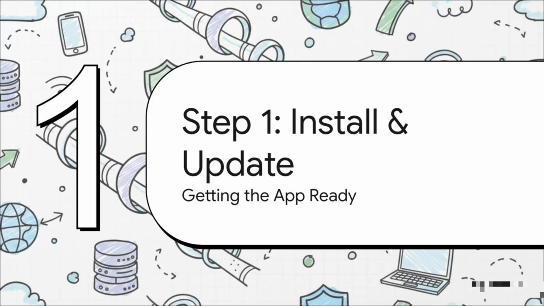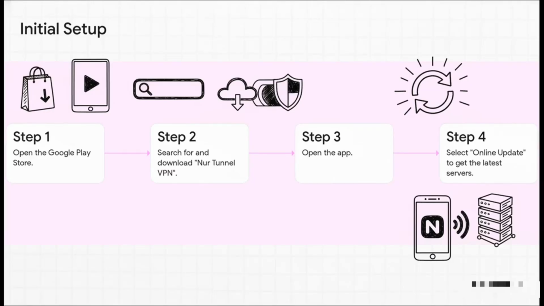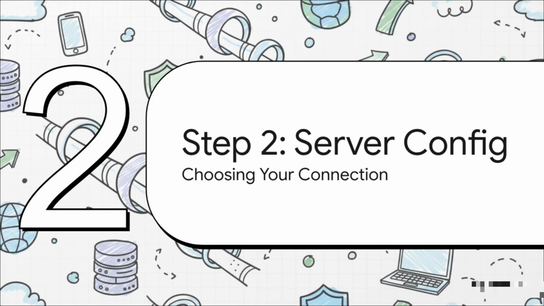Step 1 is all about getting the app on your phone, and this is a big one, making sure it's fully updated before you do anything else. This part's a breeze. Just pop open the Google Play Store, type in Nur Tunnel VPN, and hit download. Once it's installed, open it up. Now hang on, this is the first really critical step. Before you start poking around, find and tap Online Update. You have to do this. It pulls down the very latest list of servers, and that's the secret sauce to getting a really fast and stable connection.